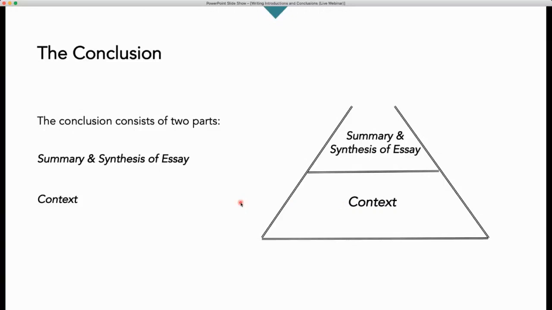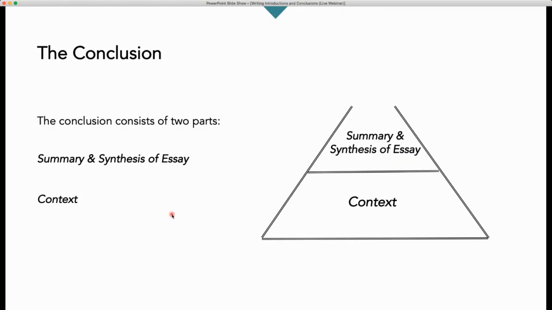So you notice when we looked at the intro, it was an upside down pyramid. What we've now got for the conclusion is a pyramid the right way up. Whilst the introduction went from broad to narrow, the conclusion is flipped in structure and goes narrow to broad. It does basically consist of the same two parts: summary and synthesis of the essay, which is a bit like the focus of the essay, and then context.